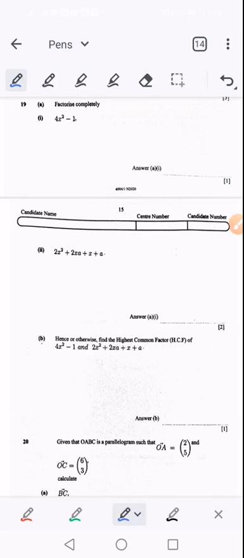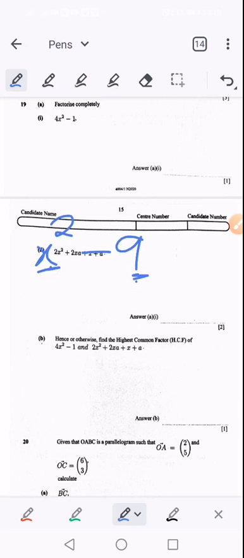Right, factorize completely. This question was extracted from difference of two squares. I explained difference of two squares something like this. If they give you x to the power of 2 minus 9, how do you know that this is the difference of two squares? You know because there are terms with exact square roots. For example, the square root of x squared is x, and the exact square root of 9 is 3.